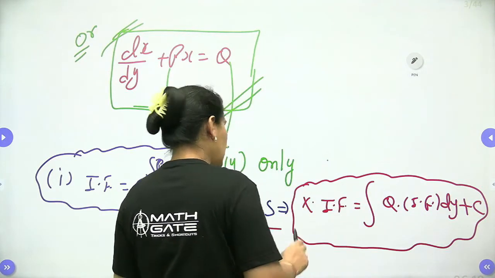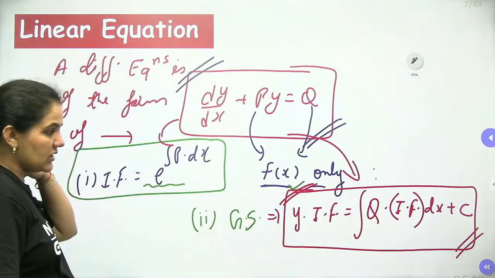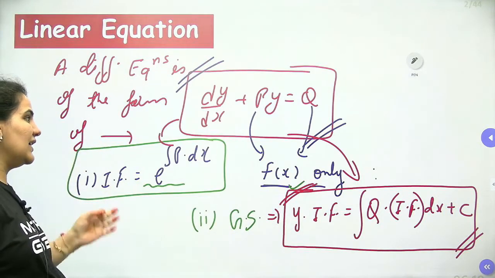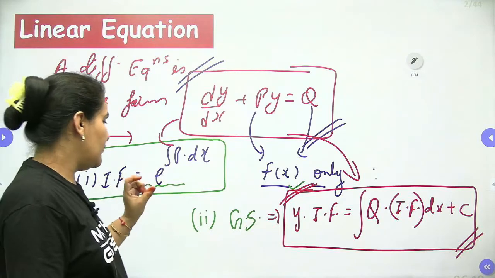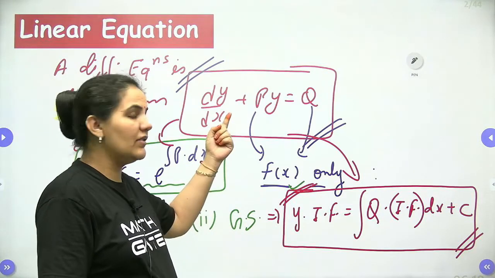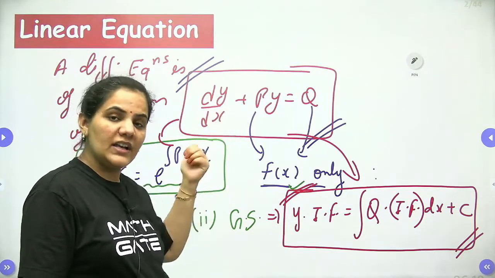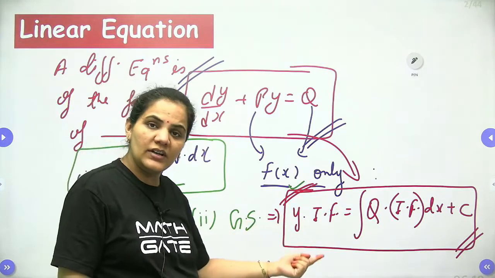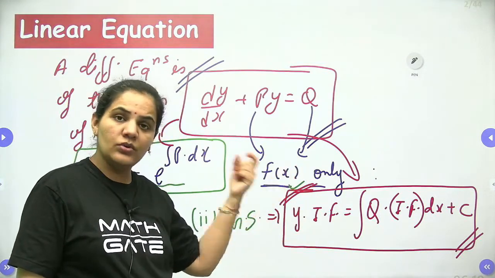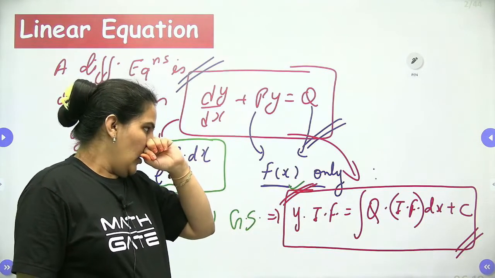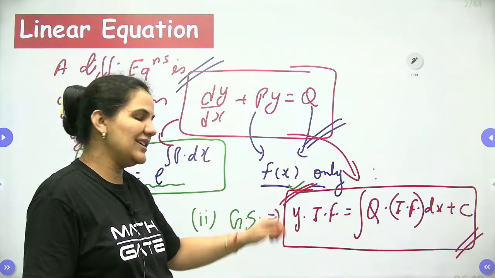It will be the integrating factor, right? So just focus on this one. What exactly are we doing? We are finding the general solution when we have a differential equation in the form of dy by dx, in the form of y into integrating factor is equal to integration of q into integrating factor dx plus c, right?